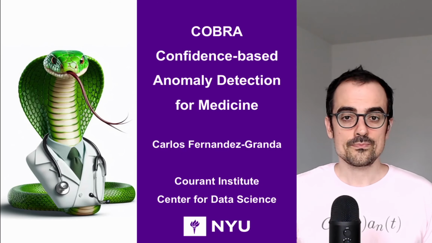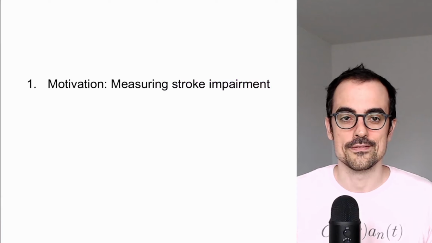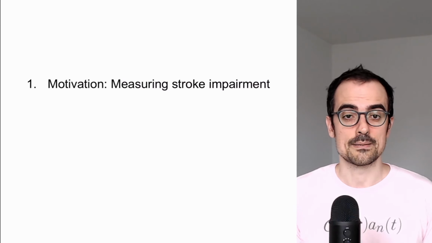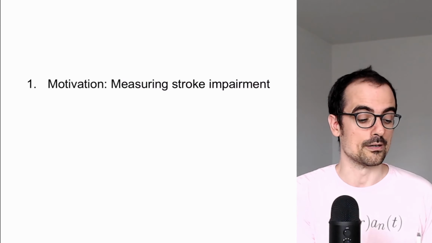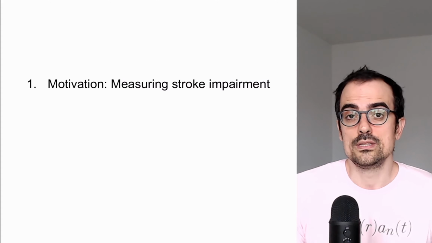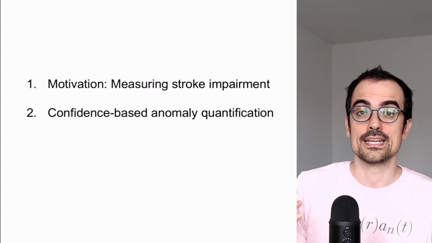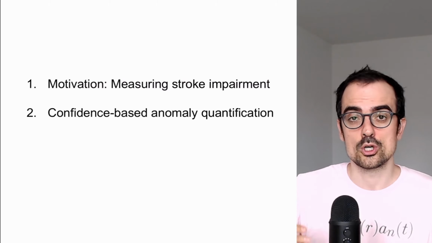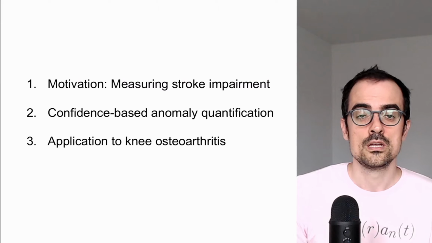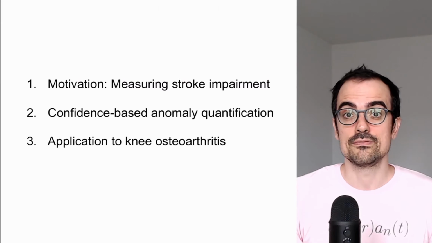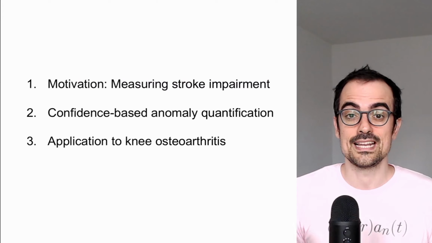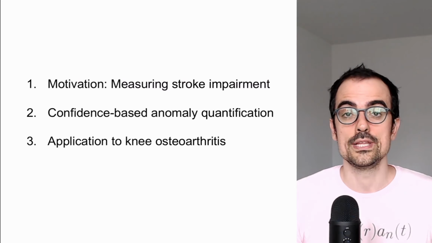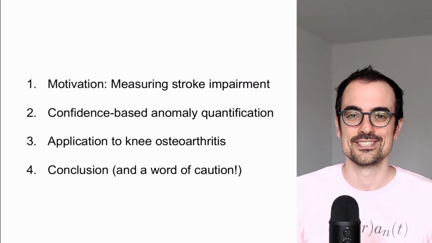All right, so let's take a look at what the plan is for the video. First, I'm going to present our main motivating clinical application, which is measurement of stroke impairment. Then I will describe our method for confidence-based anomaly quantification. Then I'm going to illustrate the broad applicability of the proposed method by talking about a completely different medical condition, which is knee osteoarthritis. And then I will finish with some concluding remarks and also a word of caution.